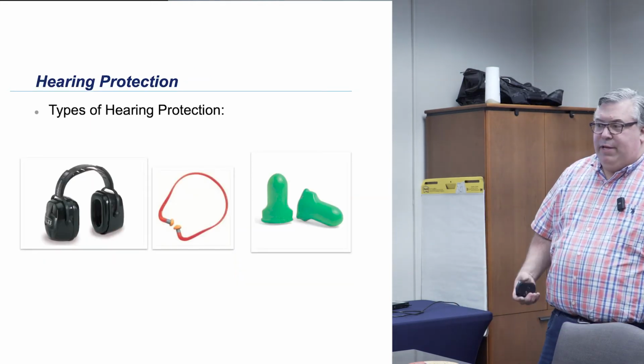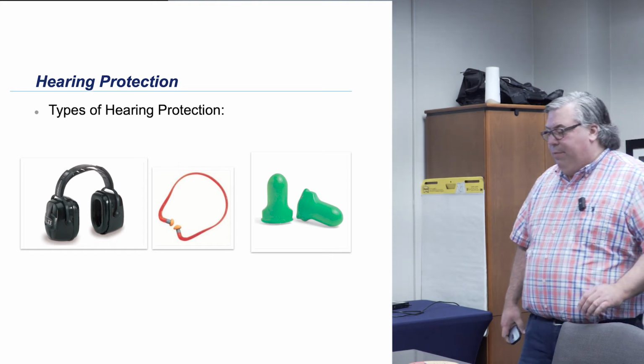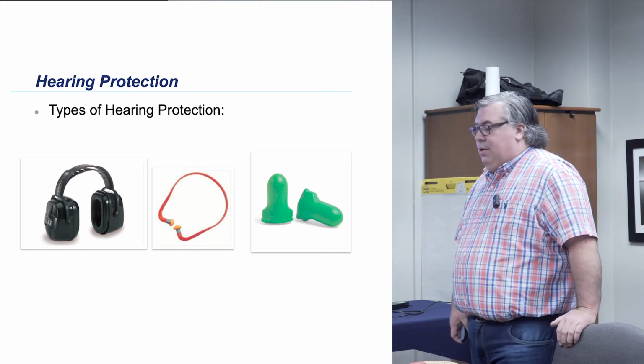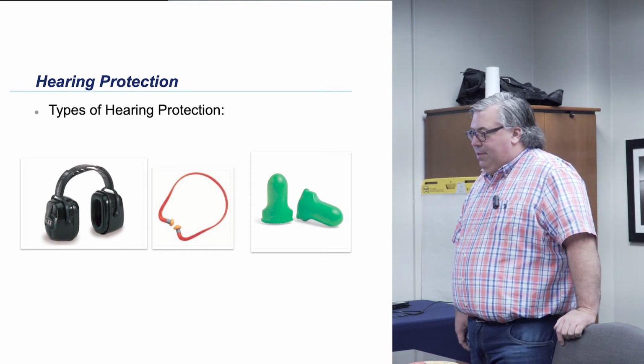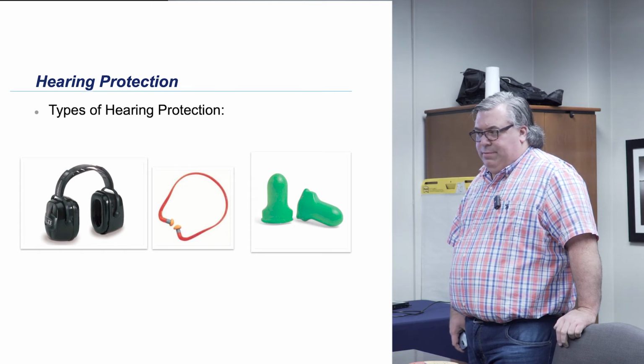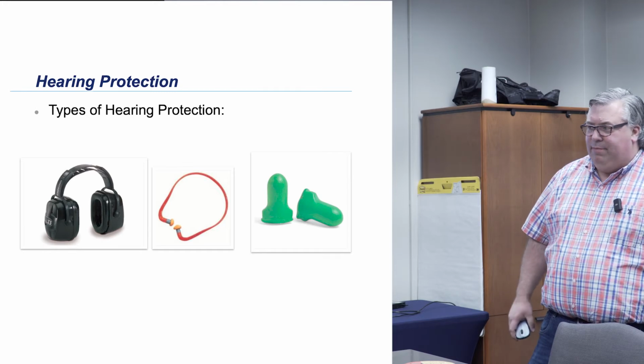The types of hearing protection we have here at Co-op. I'm going to actually start over on the right. Those, the earplugs, those are in the safety cabinet. So if you don't know where the safety cabinet is, it is right across from the restrooms. And those are readily available anytime you want them. Please take them, use them.